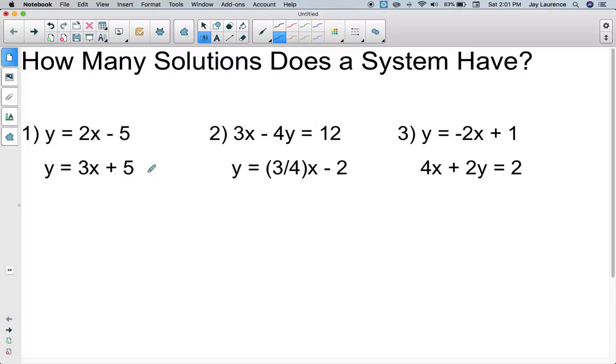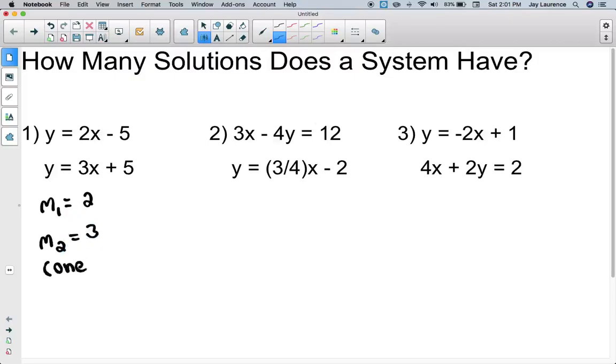So let's do that. On number one here, I'm going to check the slope. The slope of the first equation, I'll put m sub 1, the top equation, is going to be 2 because I'm in slope-intercept form. And the slope for the second equation is 3. What does this tell me? This tells me that the lines will cross each other because they have different slopes. So if the slopes are different, I'm guaranteed that there will be one solution.